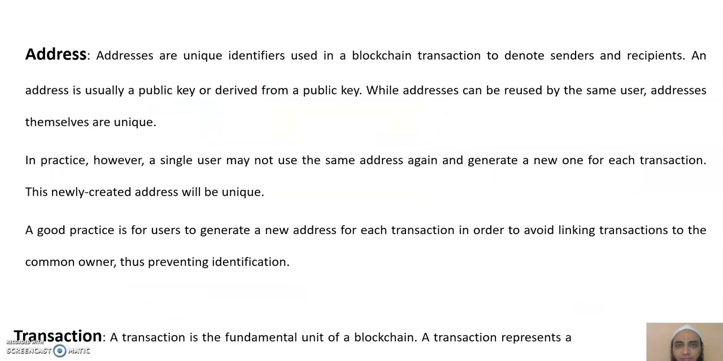So what is an address? Addresses are unique identifiers used in a blockchain transaction to denote senders and recipients. If I want to go somewhere, or if I want someone to come, there should be some address. Those are the unique identifiers. An address is usually a public key or derived from a public key. While addresses can be reused by the same user, addresses themselves are unique.